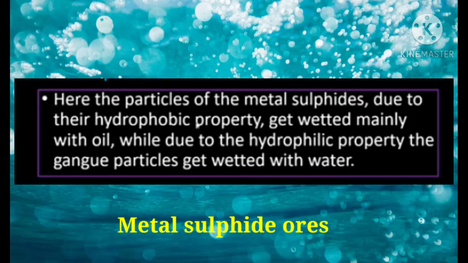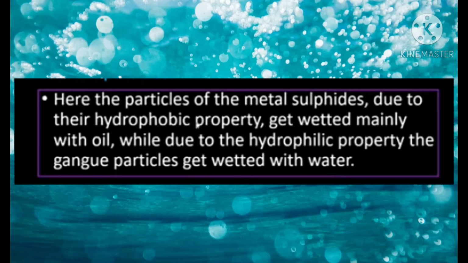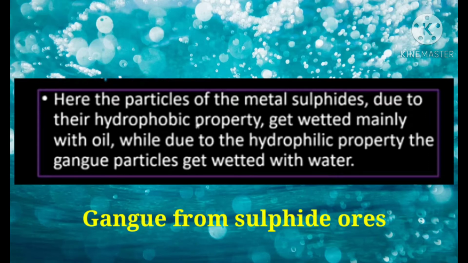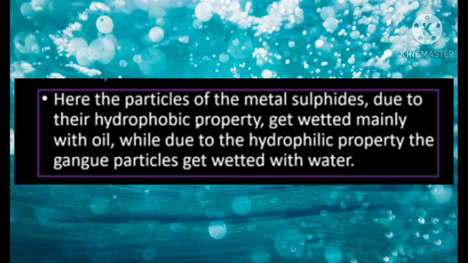The particles of the metal sulfides are hydrophobic in nature, so they do not wet with water, but they can be wetted with the oil. While the gangue particles, the impurities which are present in the sulfide ores, get wetted with water. So by considering this hydrophobic and hydrophilic nature of the gangue particles and the ore particles, we can separate the gangue from the sulfide ores. Now we are going to study the mechanism or working of the froth flotation method.